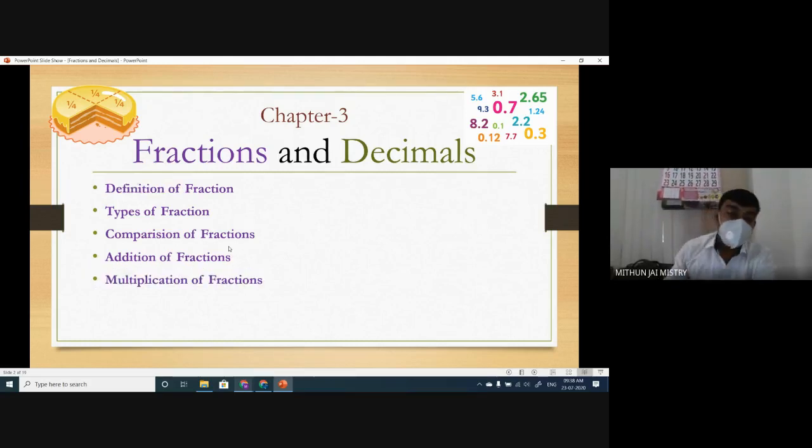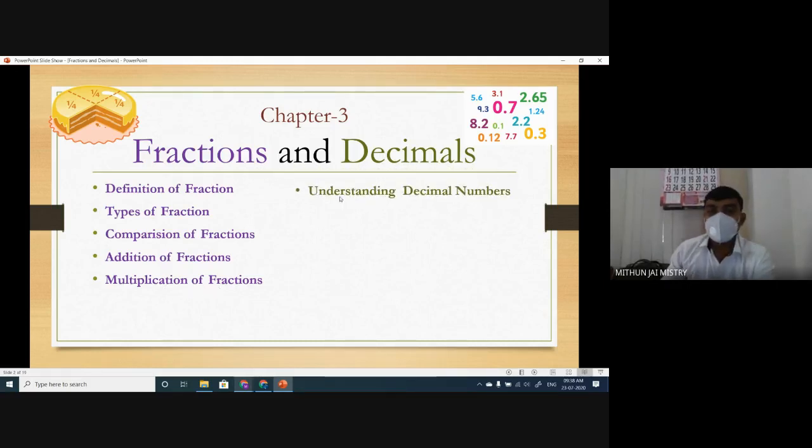Then we have multiplication of fractions. And finally, after multiplication, the next operation is division of fractions. We will be doing that also, right?